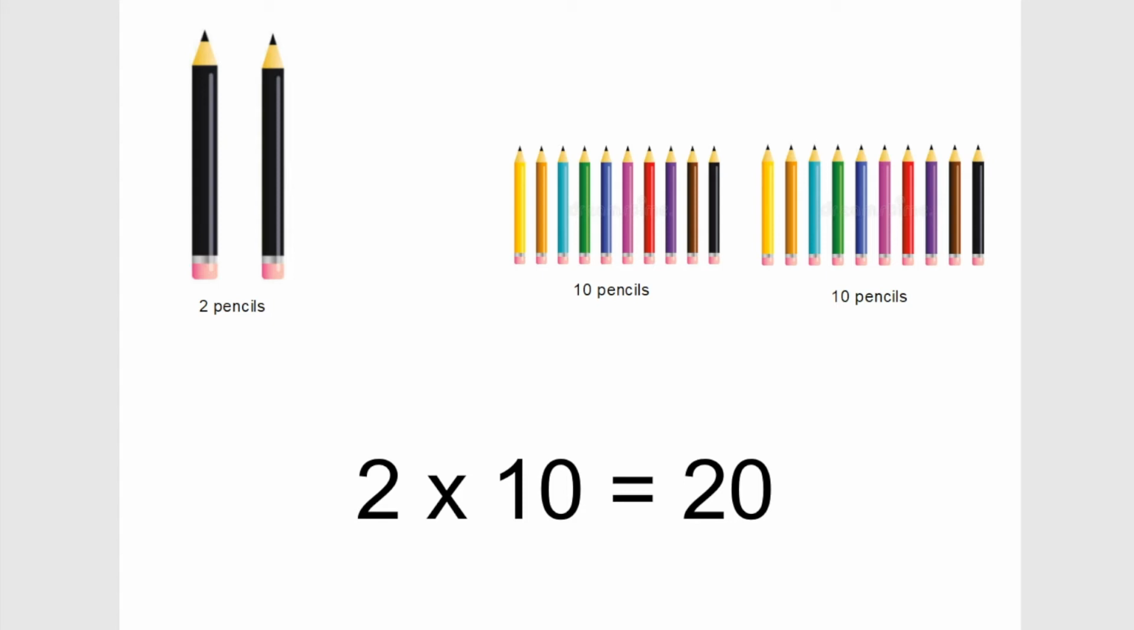I agree with you. This one was mine. 2 multiplied by 10 equals 20. So we can say that 20 is 10 times bigger than 2. We can say that 2 multiplied by 10 is equal to 20.